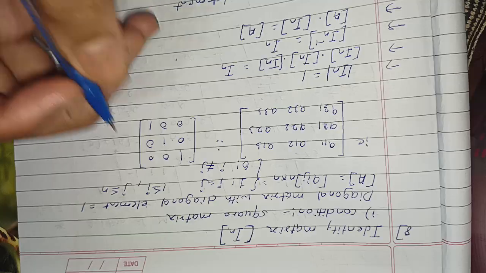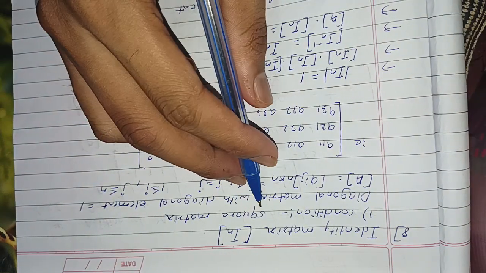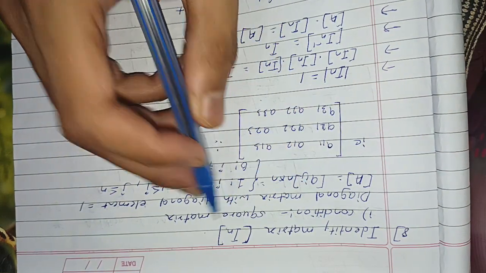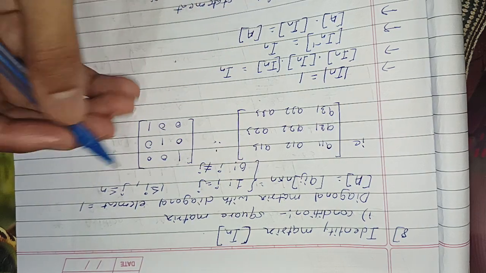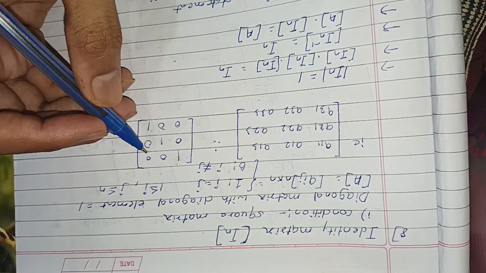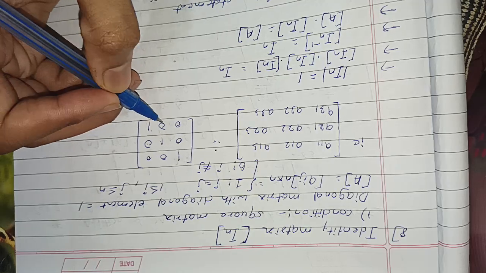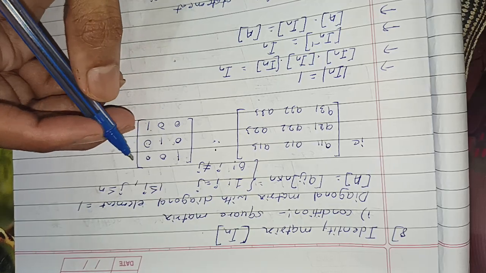Next is the identity matrix. Again, the condition is that it should be a square matrix. The diagonal elements should always be 1. So here the diagonal elements are 1 and all the rest of the elements should be 0. This is the condition in an identity matrix.